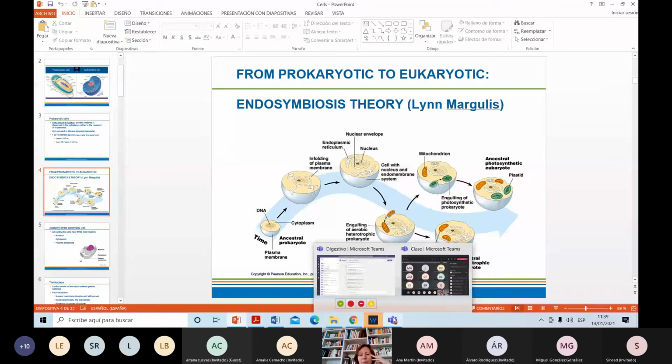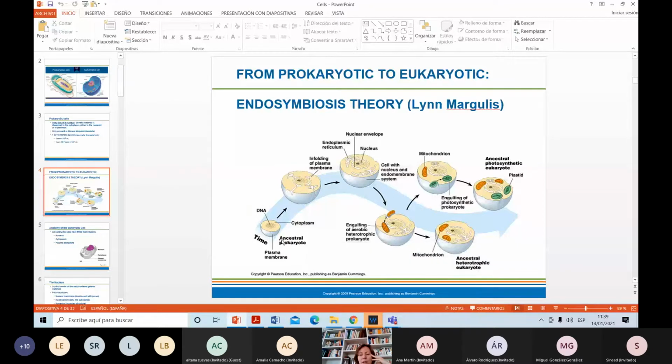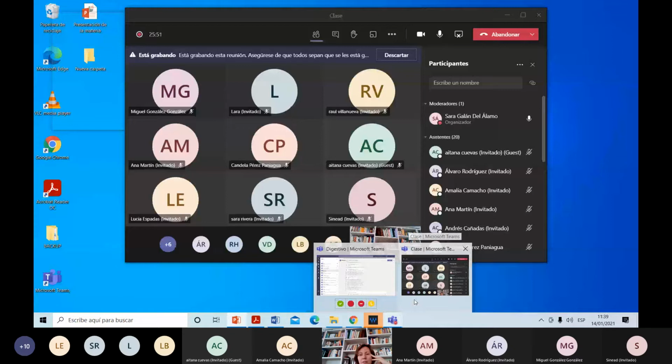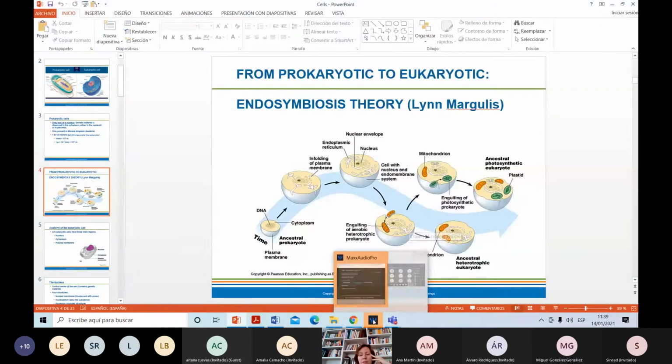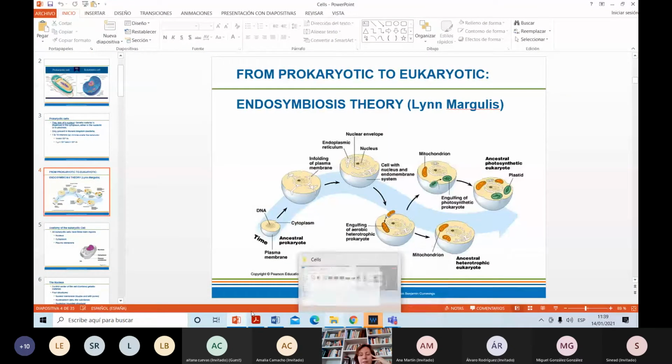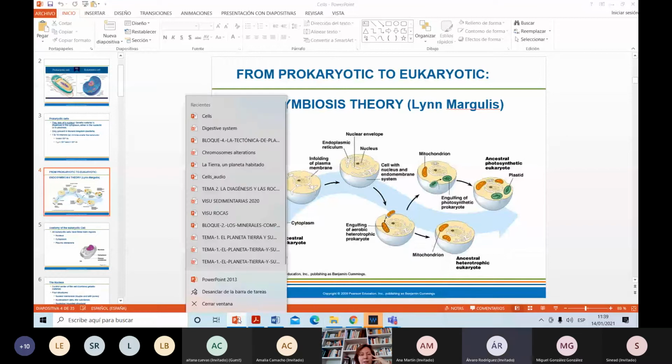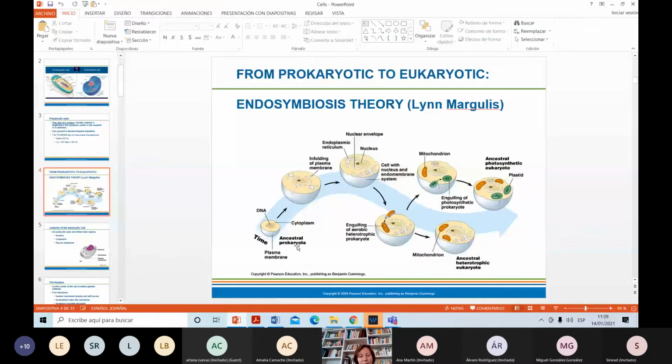Míralo así despacito. And we've got on the left, what do we have on the left? Which type of cell is on the left of the diagram? No sabes, profe, hombre, está aquí. Which type of cell? ¿No ves mi cámara? Mi pantalla? Ah, sí, sí. Which type of cell is on the left? Is it eukaryotic or prokaryotic? Okay, we've got a prokaryotic cell, the original prokaryotic cell.